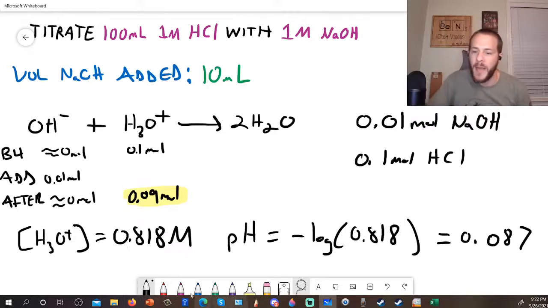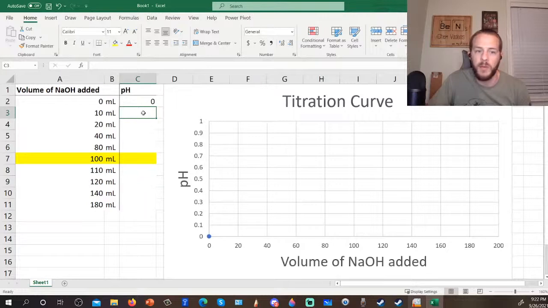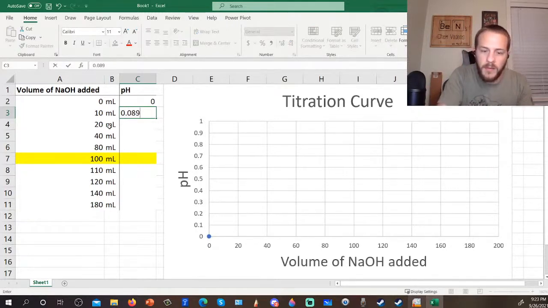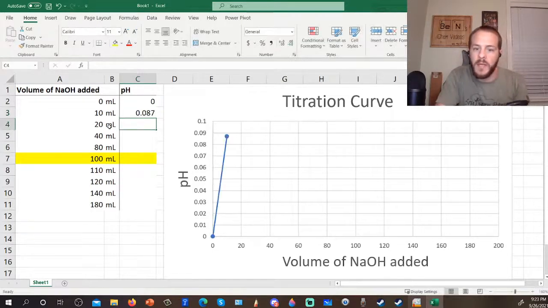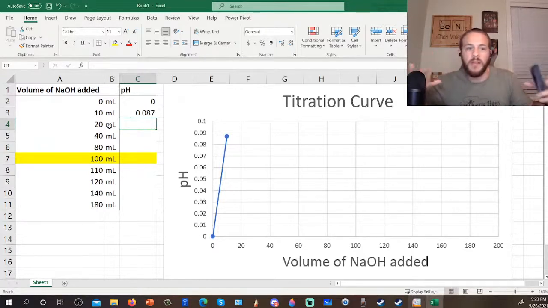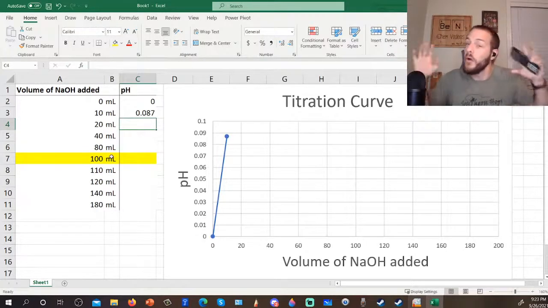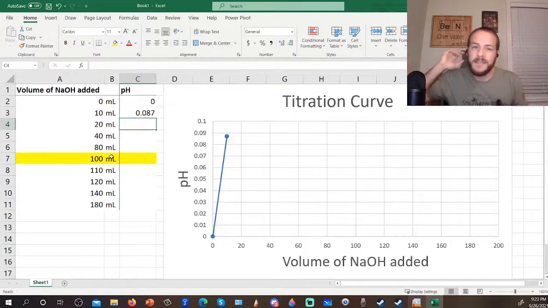So I'm going to go back into Excel, and I'm going to plot this point here. So when we added 10 mils of the sodium hydroxide, we ended up with a pH of 0.087. So that gives us the second point on our titration curve. So it looks kind of steep right now, but we'll see as we do this that this isn't exactly a steep change in pH from the initial pH to the pH upon adding 10 mils of sodium hydroxide. But if you want to see what the overall pH curve looks like when we're done, stay tuned.